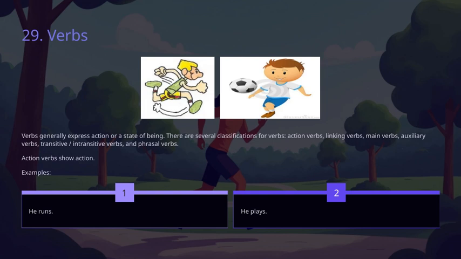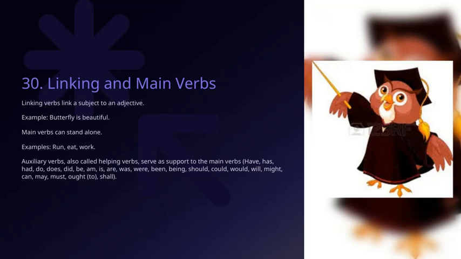Now let's talk about linking and main verbs. Linking verbs are special because they connect the subject of a sentence to an adjective that describes it. For example, in the sentence, butterfly is beautiful, the word is links the subject butterfly to the adjective beautiful. It helps us understand more about the subject. On the other hand, main verbs are those that can stand alone and carry the action or the main idea of the sentence. Think of words like run, eat, or work. These are action words that tell us what someone or something is doing.